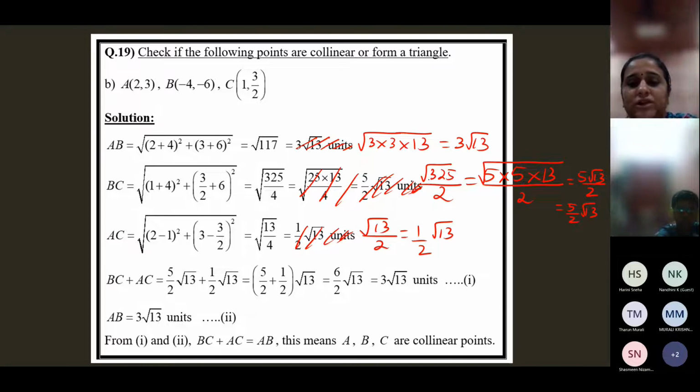And square root of 325 stays in the numerator as it is: square root of 325 by 2. Now, when you find the prime factors of 325, you will get 5 into 5 into 13. Square root of 5 into 5 into 13 by 2. So from two 5s, one 5 comes out. 5 root 13 by 2, which is nothing but 5 by 2 root 13. Then here, root of 13 by 4, so it will be root 13 by 2, since square root of 4 is 2. Root 13 by 2 is nothing but half root 13 units.